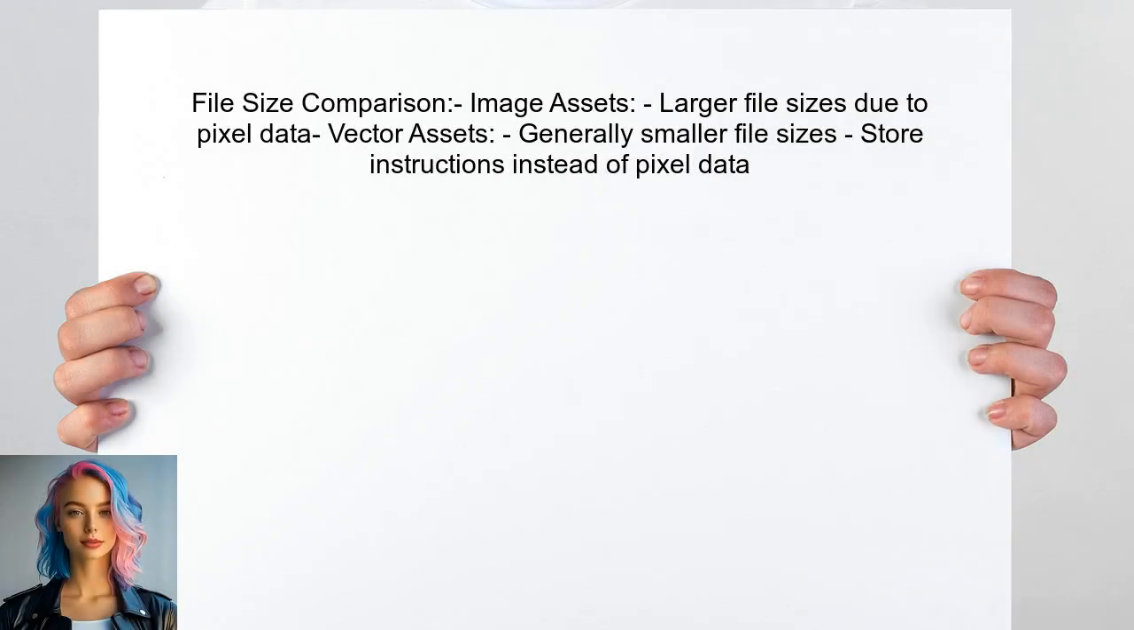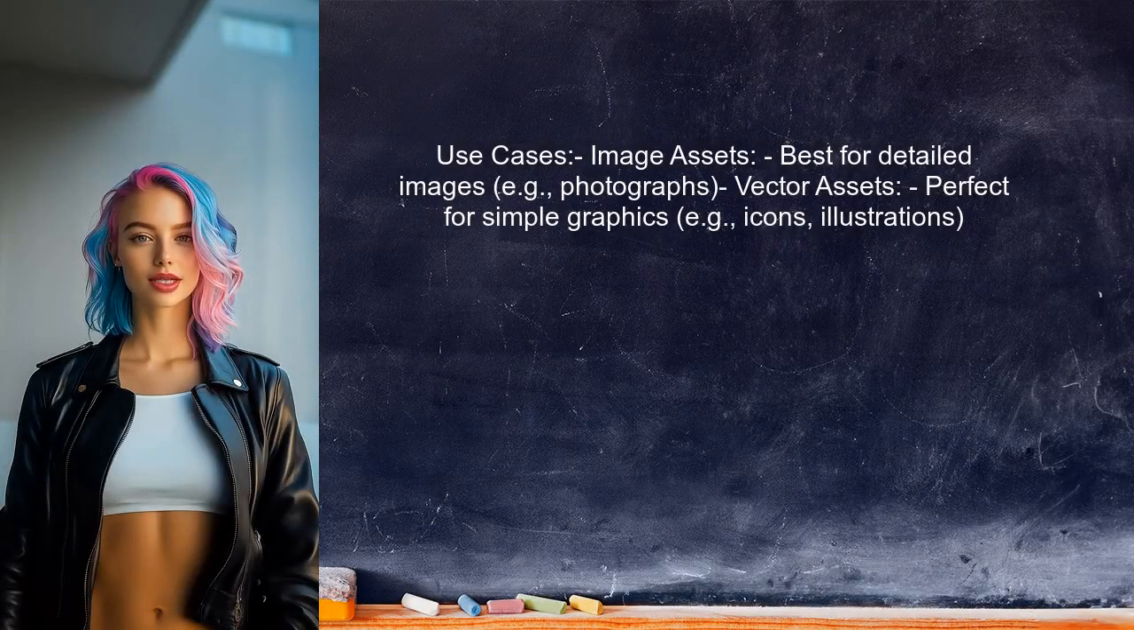Next, the user should consider the file sizes. Image assets can be larger in size due to the pixel data, while vector assets are generally smaller because they store instructions rather than pixel information. Finally, the user should think about the use cases. Image assets are suitable for detailed images like photographs, while vector assets are perfect for simple graphics like icons and illustrations.